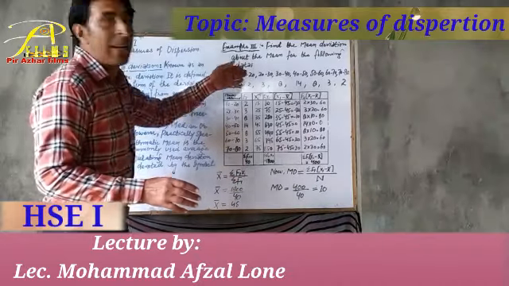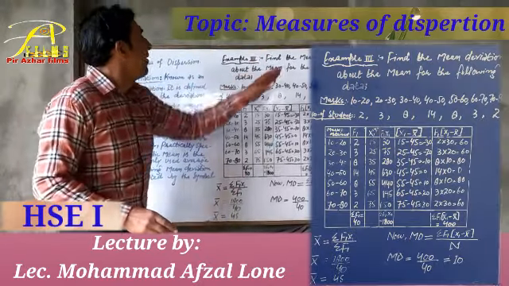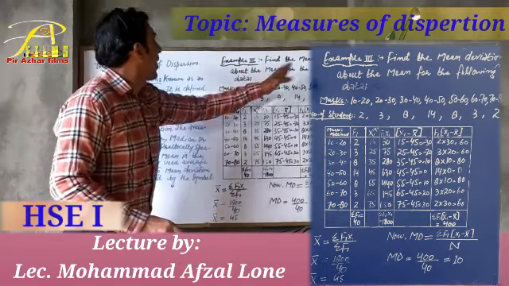Now we have example number 3 here. Find the mean deviation about the mean for the following data.